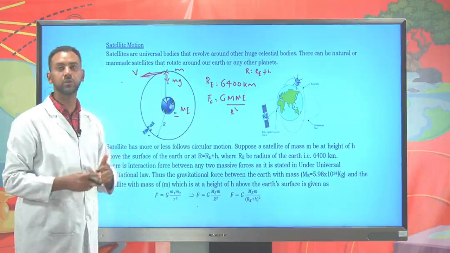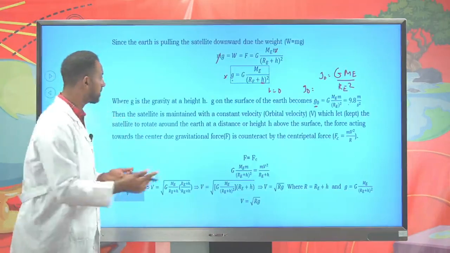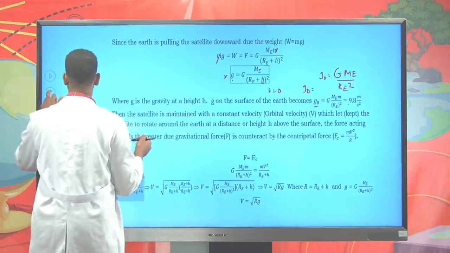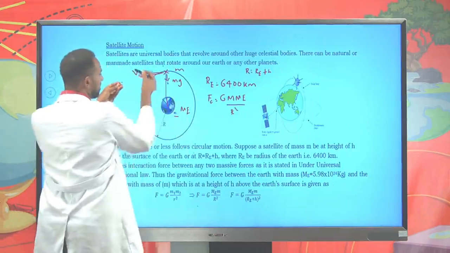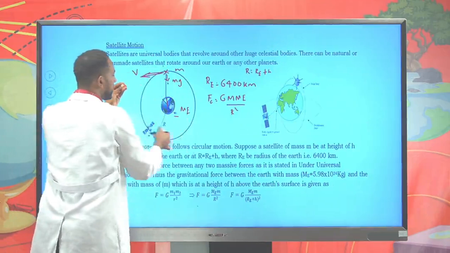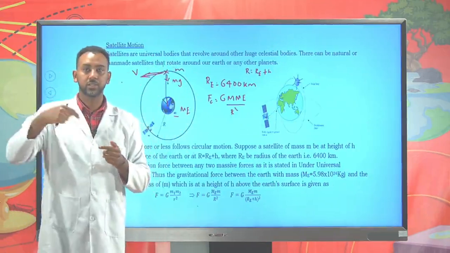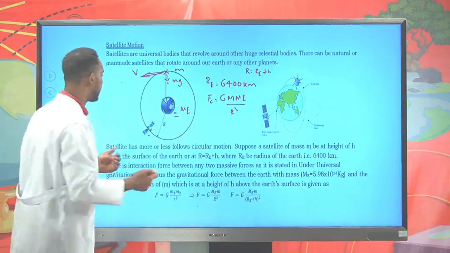So how do we determine the orbital velocity? Well, since we have tangential velocity, due to the change of direction, every time it changes its direction but the magnitude remains constant, there is an acceleration acting toward the center. That acceleration is known as centripetal acceleration.